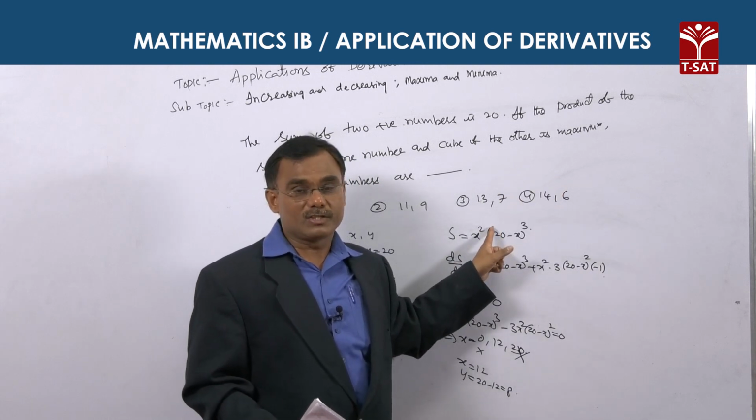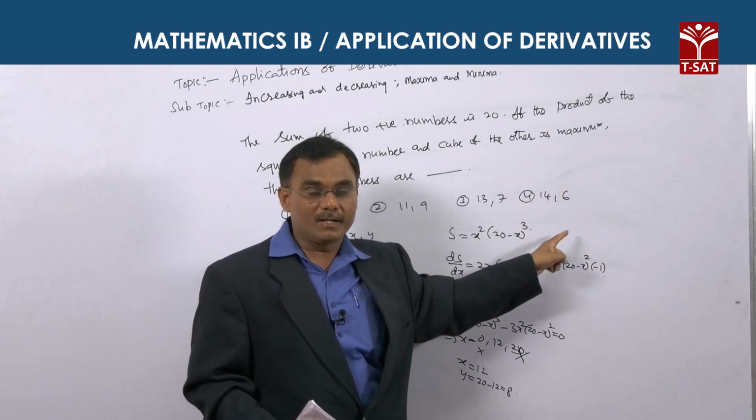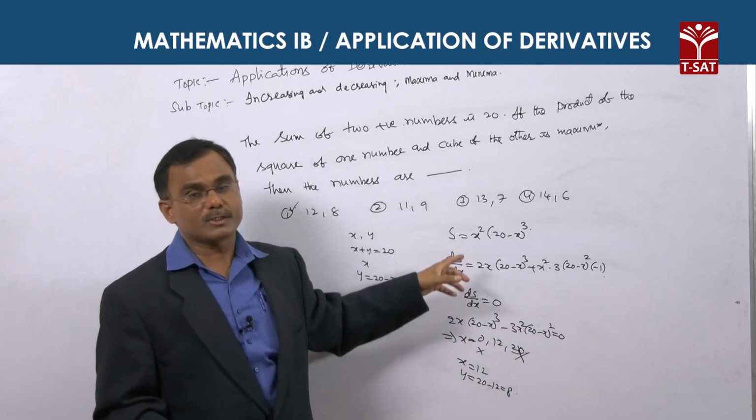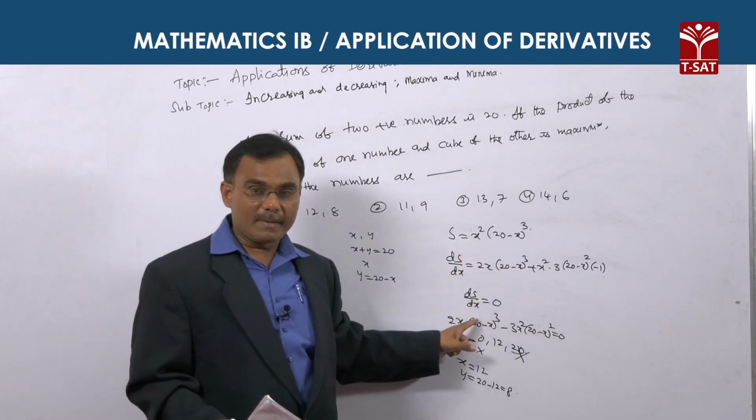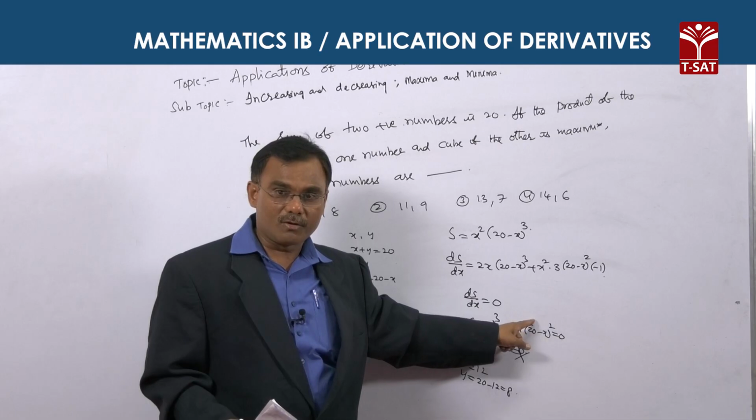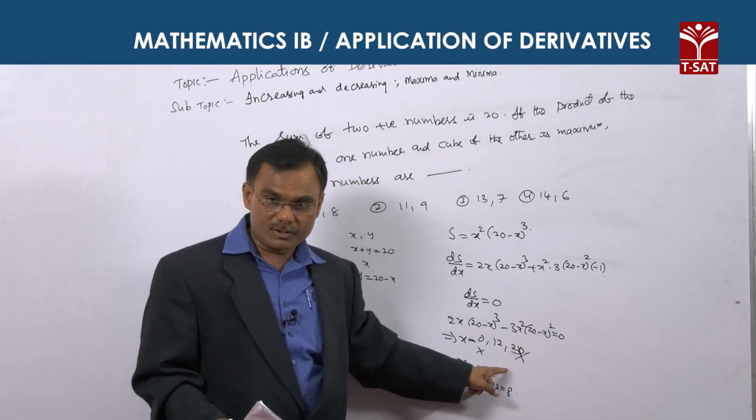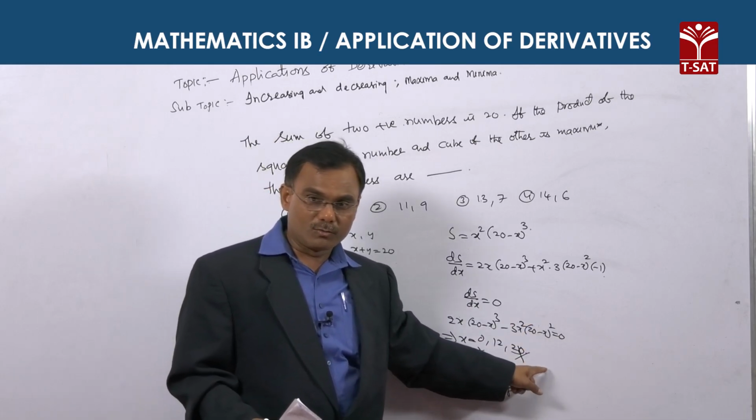But our function s is equal to the square of one number and the cube of another number. We want the maximum of s. First find ds by dx. For maximum or minimum, ds by dx is equal to what? 0, right. Solving this equation, we get x equal to 0, 12 and 20.